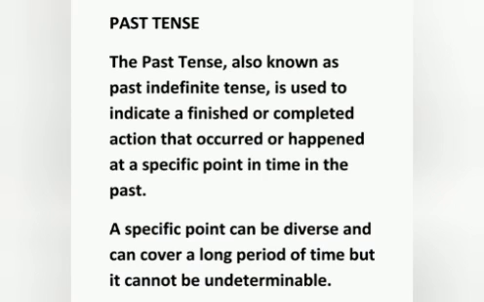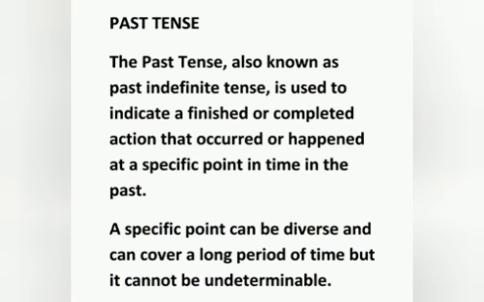Now, this is used to indicate a finished or completed action that occurred or happened at a specific point in time in the past. Now, a specific point can be diverse and can cover a long period of time, but it cannot be undeterminable. The signal words for past tense are like last year, ago, at first, last week, yesterday, and so on.